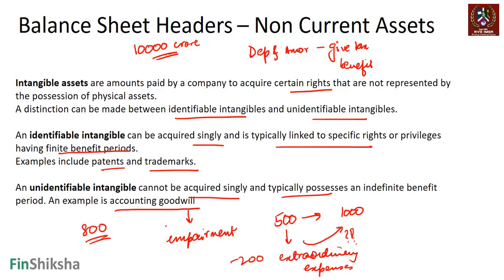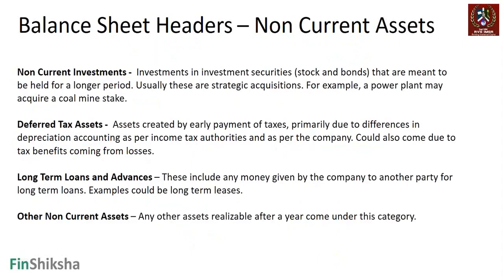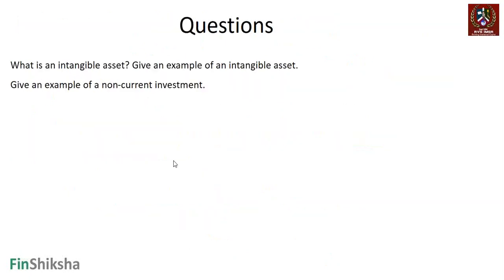Don't worry about it if this is not very clear, because this will be covered separately at a later point. Don't worry about it for now, right? So those are unidentified intangible assets. Then we have non-current investments. Usually these are for strategic acquisitions. Deferred tax assets arise because we have made an early payment of tax. Long-term loans and advances are any money given by the company to someone else for a long term. It could be a long-term lease, a long-term rental deposit, or a loan extended to a director of the company, and any other assets realizable after a year come under the category of other non-current assets, right? Those are broadly the different kinds of assets that are available.